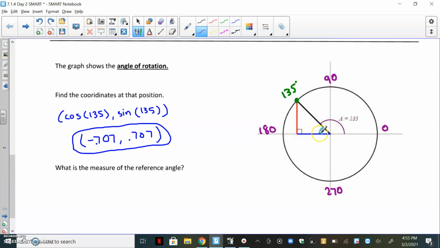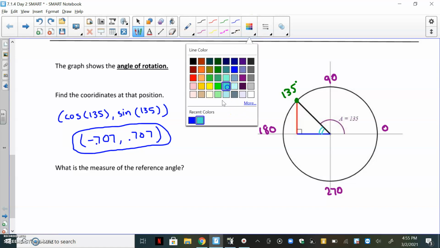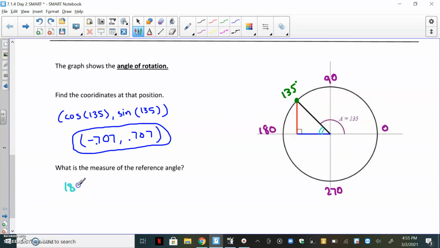Now my triangle is between 135 and 180. So in order to calculate that angle, all I have to do is a little bit of subtraction. 180 minus 135 will get us there. That gives us a 45-degree reference angle. This tells us that this angle inside of the triangle is 45 degrees. This is just like the second problem on your My Open Math practice for today.